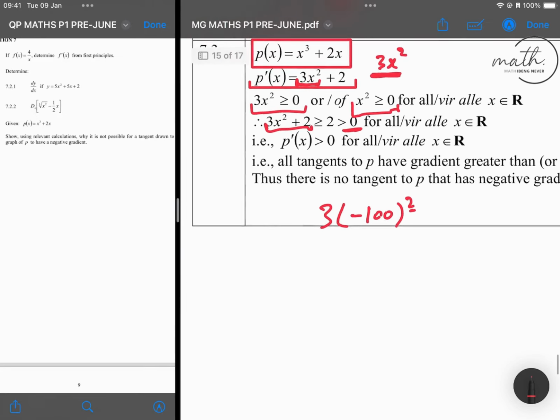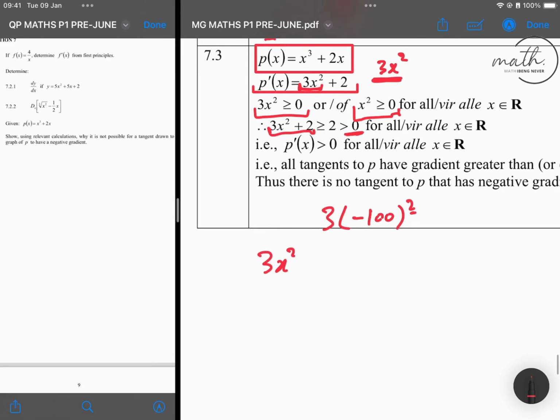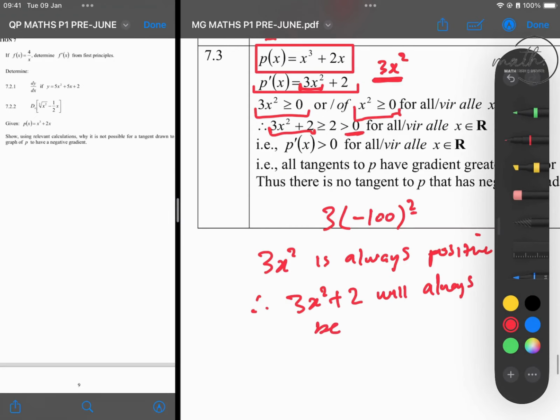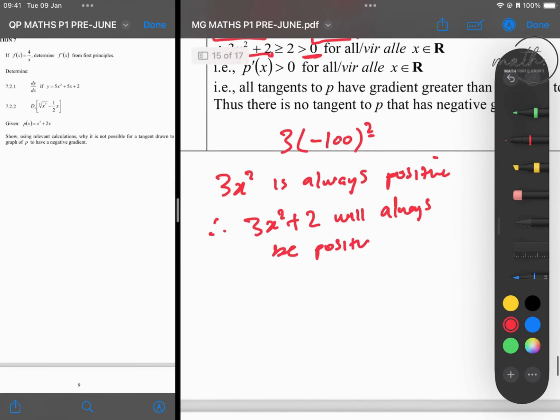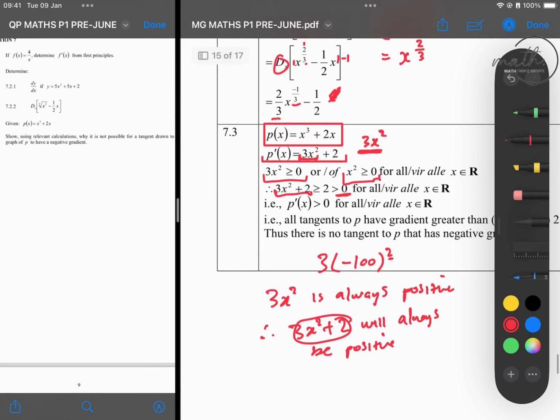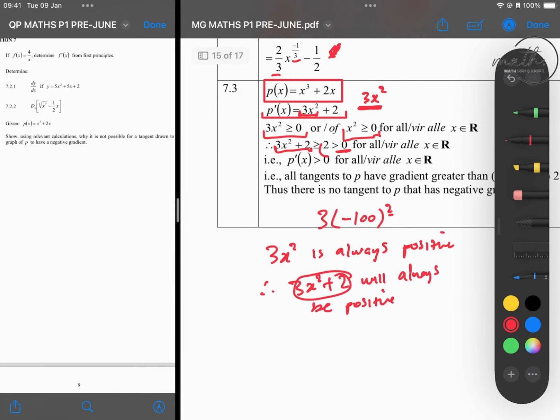You can use that language that I'm using now. You can say 3x squared is always positive. Therefore, 3x squared plus 2 will always be positive. Meaning, remember, this is the gradient, meaning the gradient will always be positive. Then you answer it. Instead of using the language, if you're uncomfortable with it, you can just write it like this after finding the first derivative.